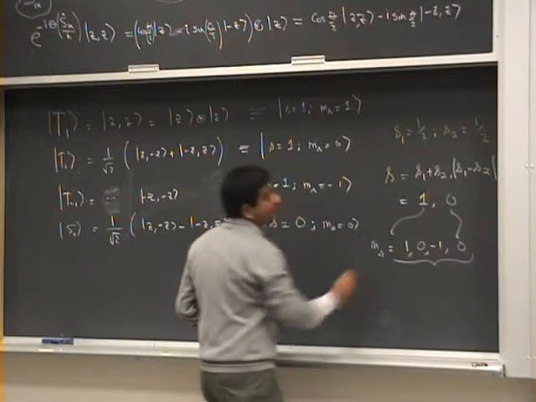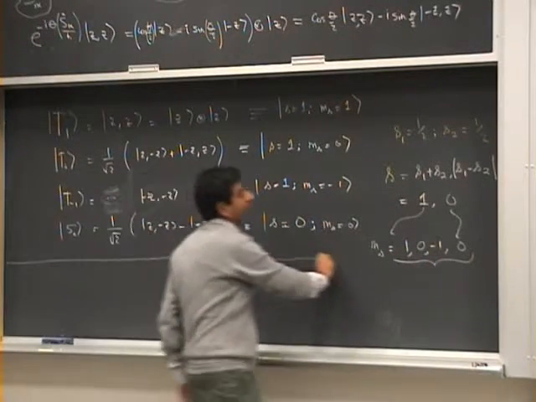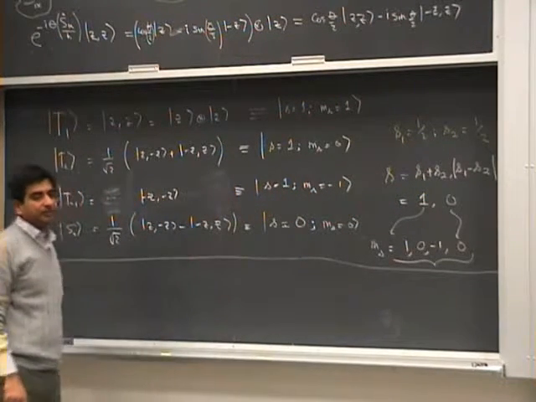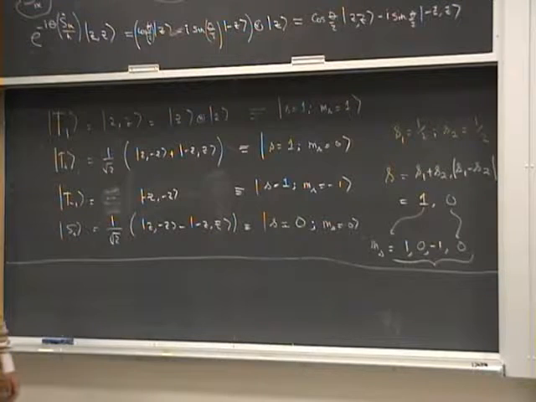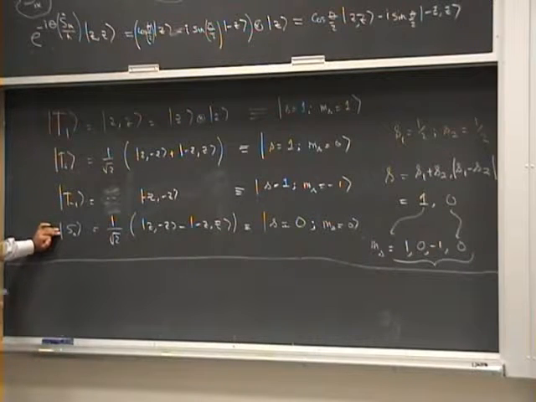Okay. So these four states are the eigenstates of S squared and Sz. They are joint eigenstates of S squared and Sz. These are called the triplet states. These are spin 1 quantum states, and this is spin 0 quantum state.